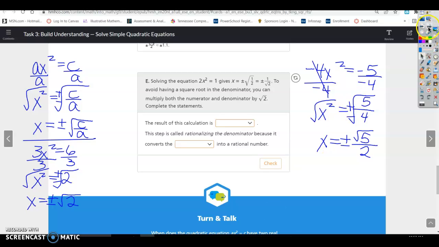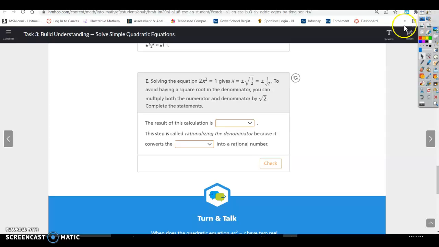All right, solving the equation 2x squared equals 1 gives plus or minus the square root of 1 over 2, equals plus or minus the square root of 1 is just 1, but then you're left with the square root of 2. To avoid having a square root in the denominator, you can multiply both the numerator and denominator by square root of 2 to rationalize your denominator. So here's what that looks like. If we have 2x squared equals 1, we're first going to divide by 2. We have x squared equals 1/2.